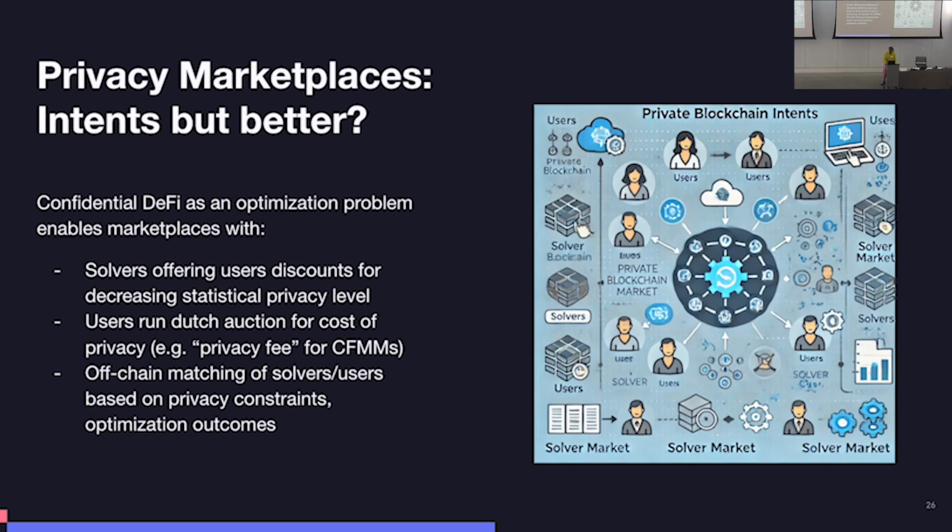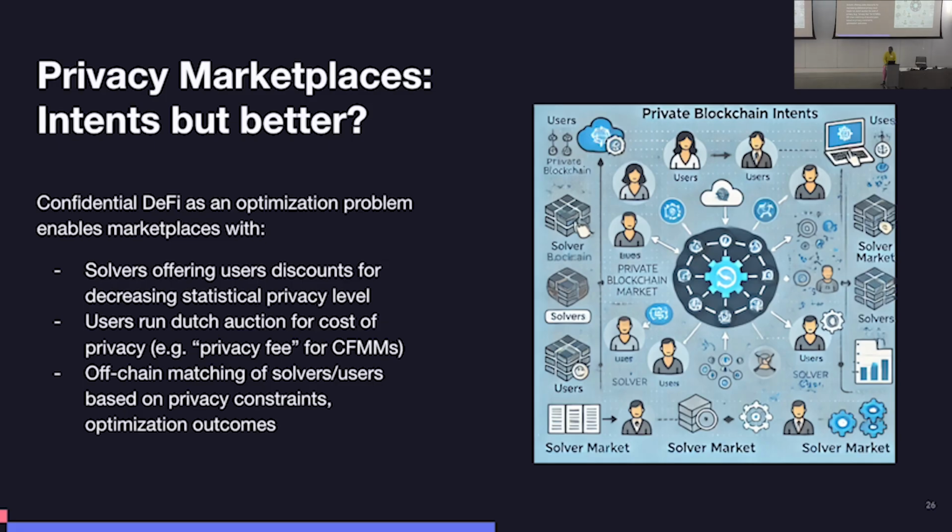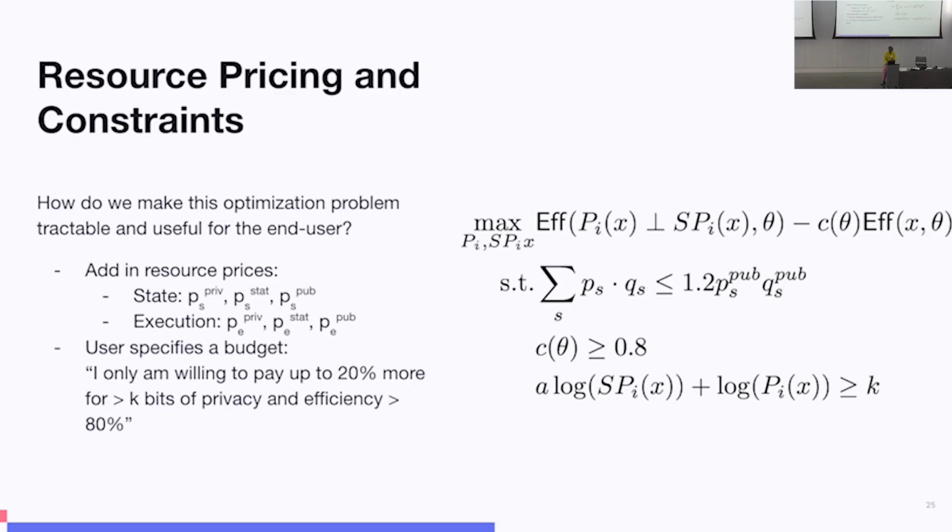So the users submit C. You could think of the users as submitting constraints. They submit the 0.8 and 1.2 and K here. And then the solvers try to return an optimal matching. And this would at least allow a way in which users don't really have to think about this optimization problem, but they're able to get some guarantees on the privacy versus utility trade-off they make.